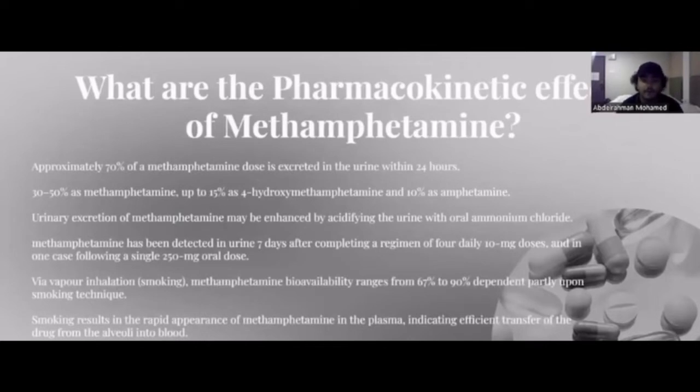What are the pharmacokinetic effects of methamphetamine? Approximately 70% of methamphetamine dose is excreted in the urine within 24 hours. 30 to 50% as methamphetamine, up to 15% as 4-hydroxy-methamphetamine, and 10% as amphetamine. Urinary excretion of methamphetamine may be enhanced by acidifying the urine with oral ammonium chloride. Methamphetamine has been detected in urine 7 days after completing a regimen of 4 daily 10 mg doses, and in one case following a single 250 mg oral dose.